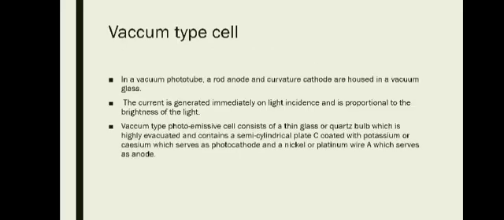Vacuum type cell. In a vacuum phototube, a rod anode and curvature cathode are housed in a vacuum glass. The current is generated immediately on light incidence and is proportional to the brightness of the light. A vacuum type photoemissive cell consists of a thin glass or quartz bulb which is highly evacuated and contains a semi-cylindrical plate C coated with potassium or cesium, which serves as photocathode, and a nickel or platinum wire A which serves as anode.